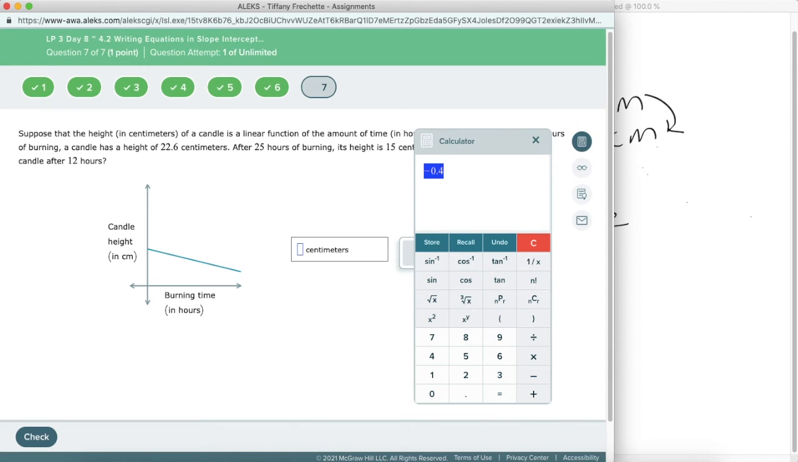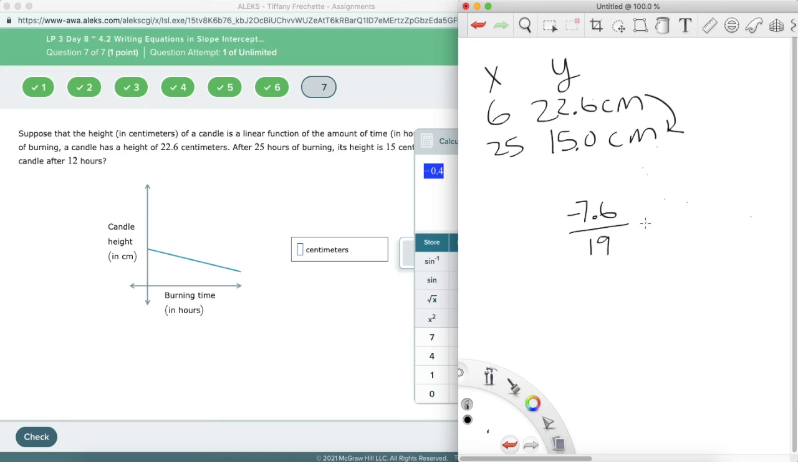So we have negative 0.4. So it's going down at a rate of negative 0.4, which means it's going down 0.4 centimeters, so 4/10 of a centimeter every minute. Sorry, every hour. These were hours, not minutes. I'm just losing my mind here. So every hour it's going down 4/10 of a centimeter.